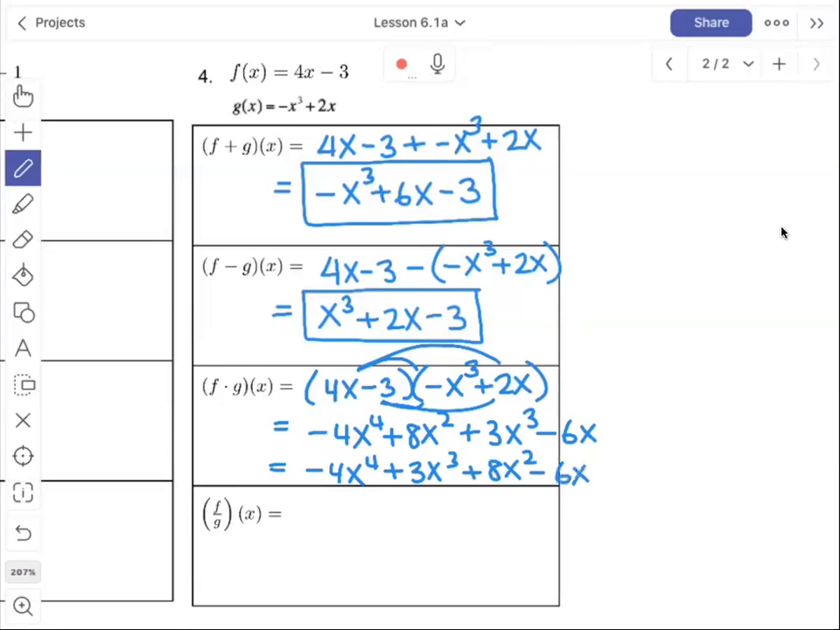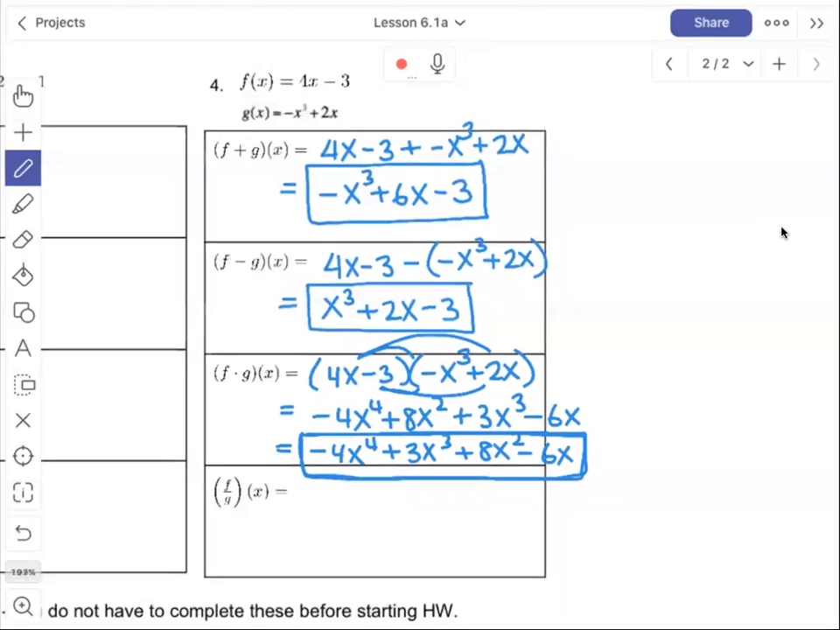So final answer: negative 4x to the fourth plus 3x cubed plus 8x squared minus 6x. You got it. Now, Ethan, it looks like I can pull out an x to factor. Should I do that? Does it say factor? No, it does not. So why would you do extra work? I don't know either. Okay, so don't do it. Just because it's factorable doesn't mean you have to factor. Look at the directions. If it doesn't say to factor, leave it. This is simplified. Good job, Ethan.